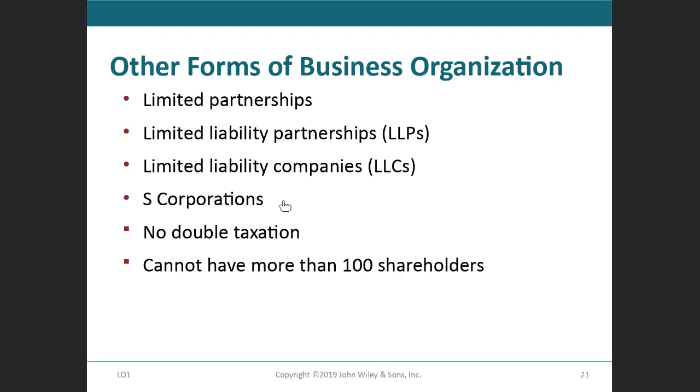Remember, if you have a big business where you need to have more than 100 shareholders, you obviously cannot, right? Or if you have to go public, S corporations cannot go public, right? Because by default, if you go public, you have to have more than 100 shareholders.